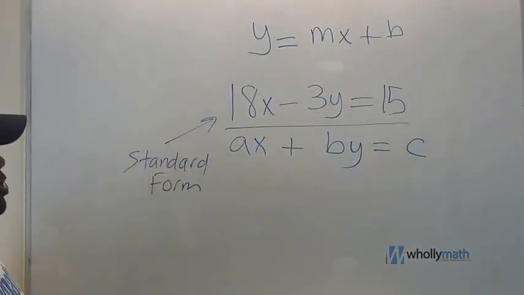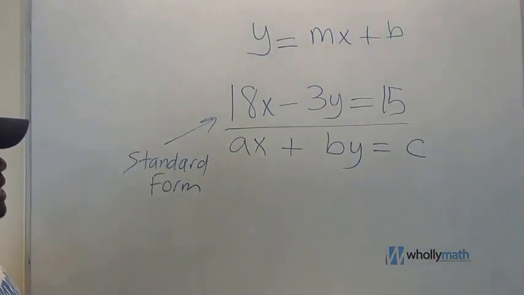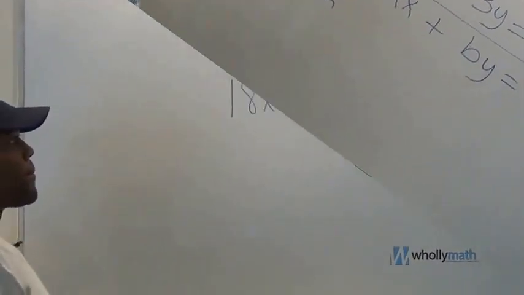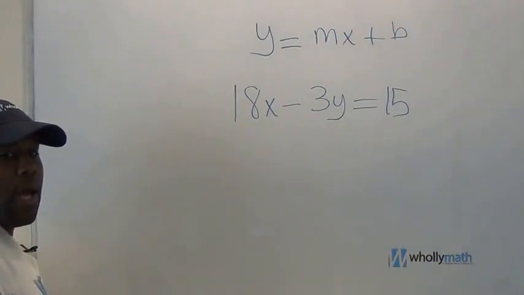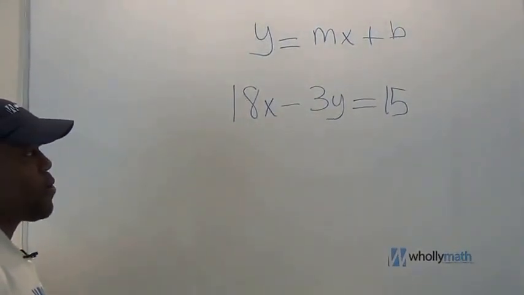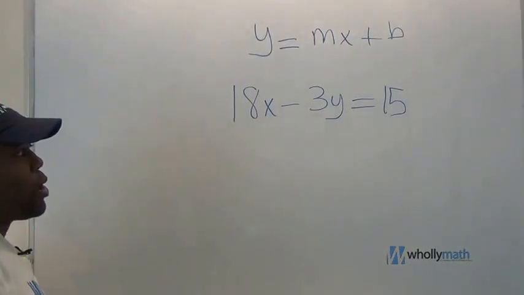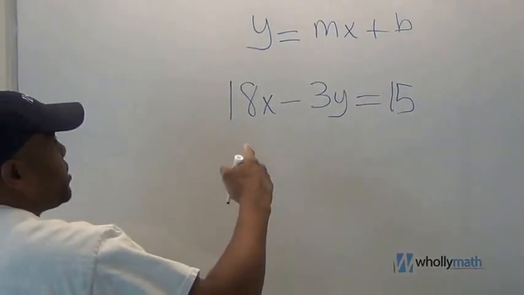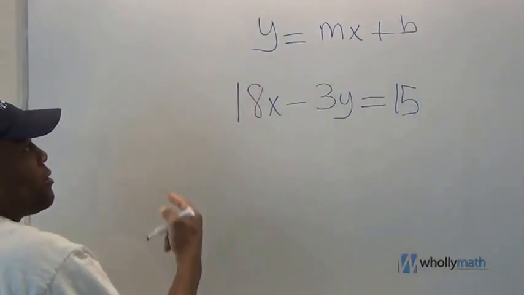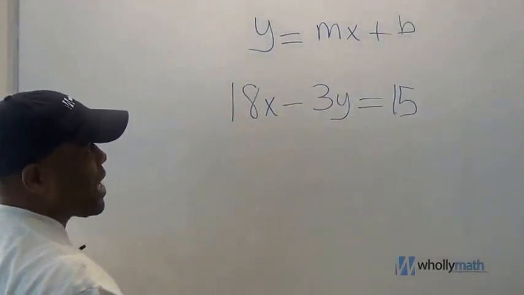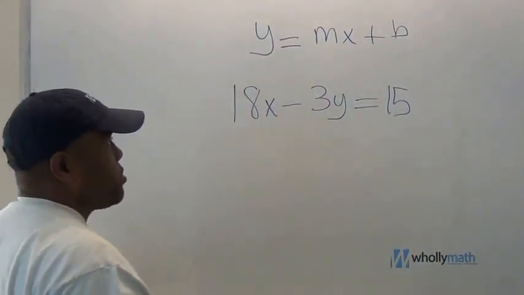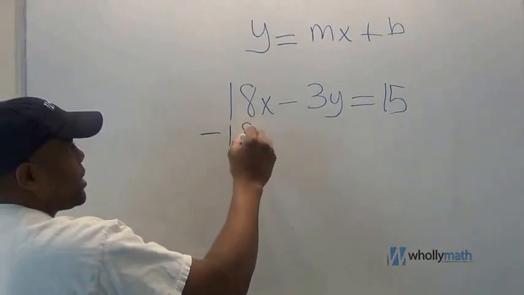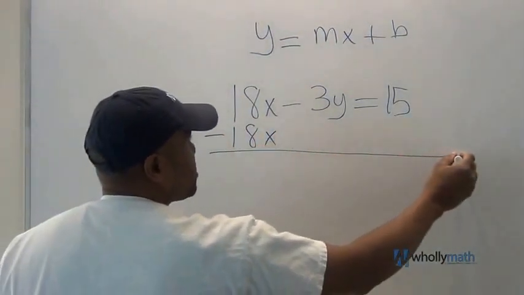What we're going to do is convert 18x minus 3y is equal to 15 into slope-intercept form. So when converting a linear equation that is in standard form into slope-intercept form, we are simply solving for y. So we're going to get the y variable on one side by itself, and then whatever is on the right side after we do that will be what y is equal to. So first, since we have positive 18x here, we're going to subtract 18x from both sides of the equation.